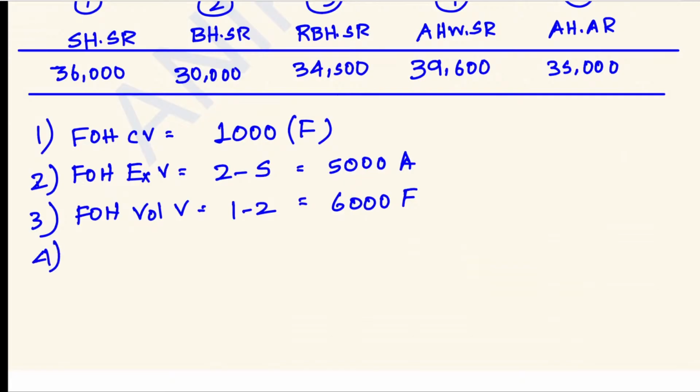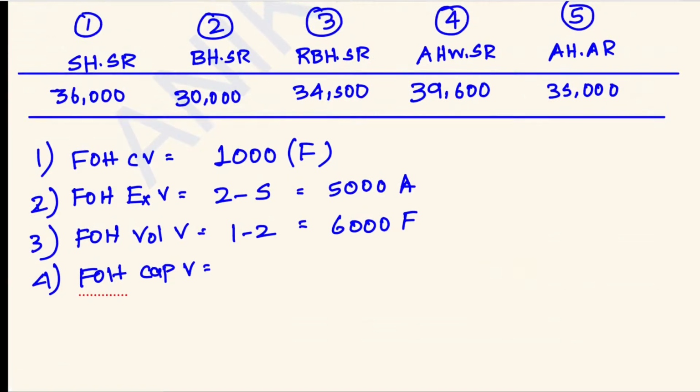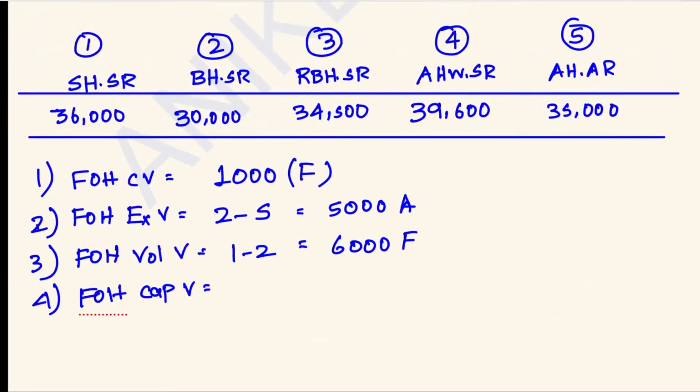Next, fourth one, fixed overhead capacity variance. So this is AHW minus BH. 4 minus 2. 39,600 minus 30,000. So 9,600 favorable.